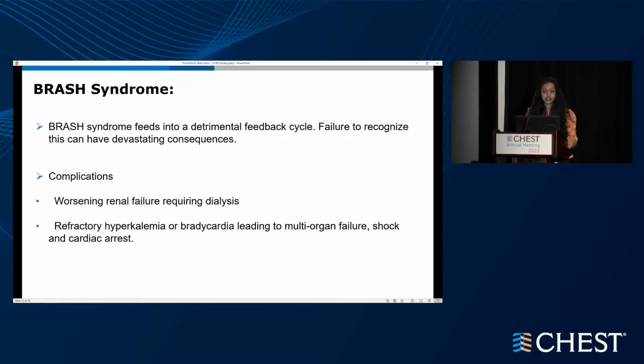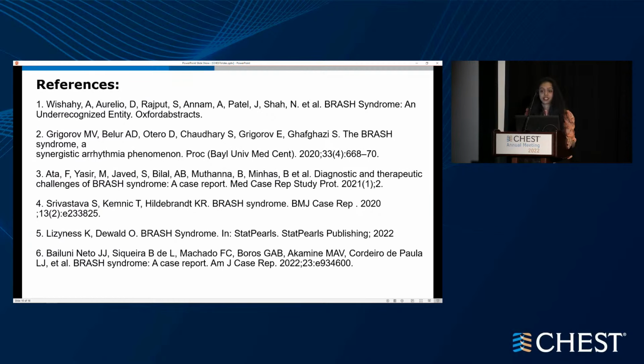Also, physicians should have a very high index of suspicion in patients who have resistant bradycardia or self-potentiating bradycardia, even with mild hyperkalemia, mild AKI, but who are on AV nodal blocking agents. If we pick this up early and start fluid resuscitation, pressors, and pacing, we can save their lives. These are the references. Thank you.